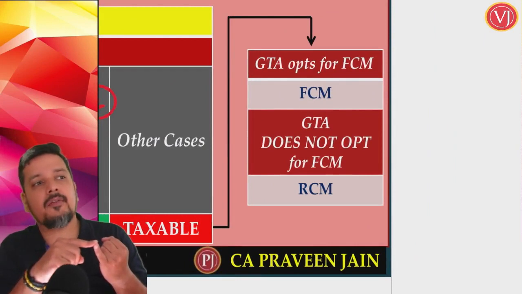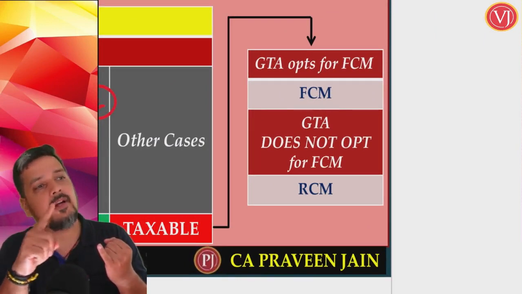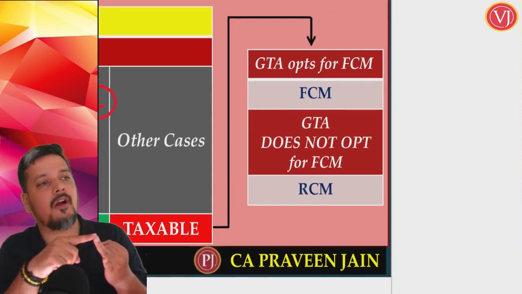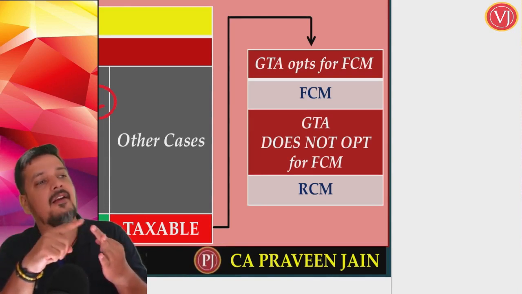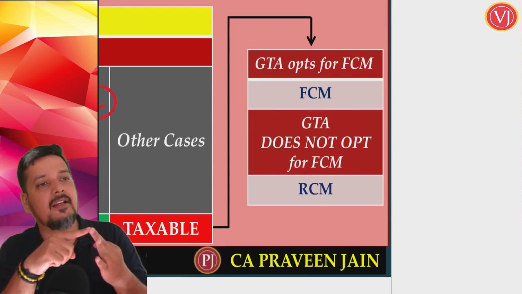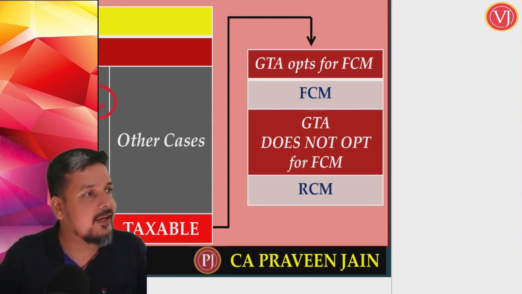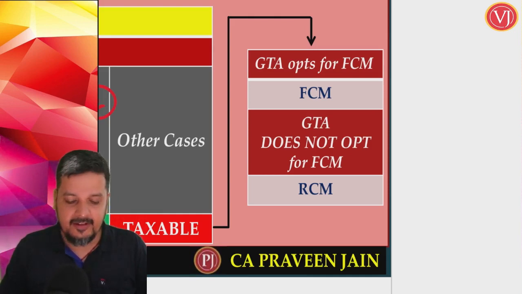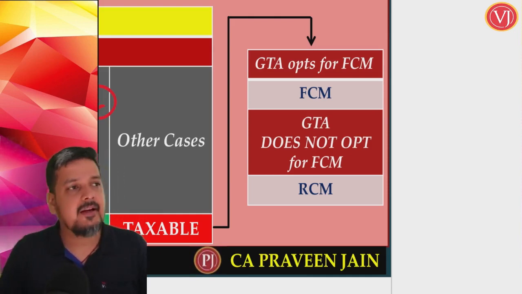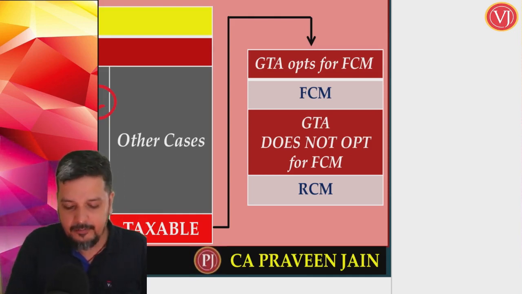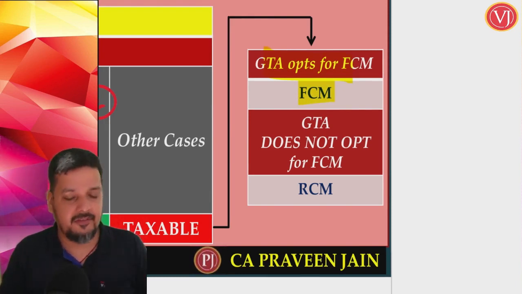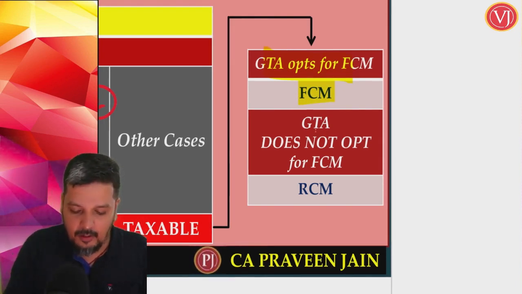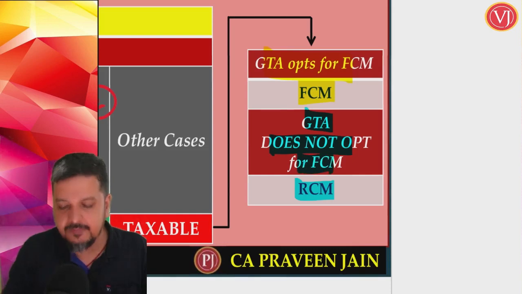Transportation of goods is not for government only having a TDS number. Transportation of goods is not for an individual or HUF, not registered in GST, not registered under the Factories Act. Transportation of goods is not of exempt goods. Then it is taxable. When it is taxable, if the GTA wants FCM, then it will be FCM. GTA will collect and pay GST. If the GTA does not want FCM, by default it will be RCM.